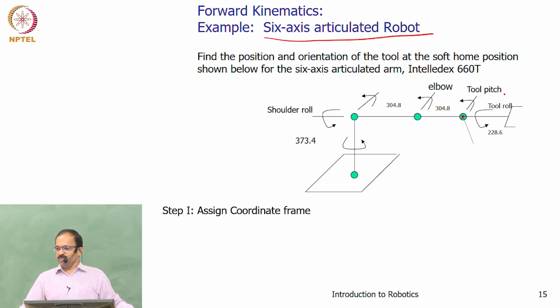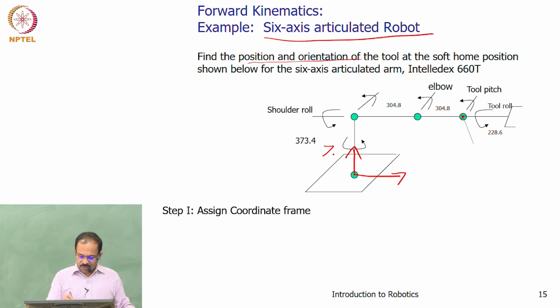So that is the question I am going to ask you. Okay. So let us see how to assign the coordinate frame here. The first thing to do is to assign coordinate frame. So we know how to do this. We'll start with this. So this will be the Z0, X0, and I'll call this L0.